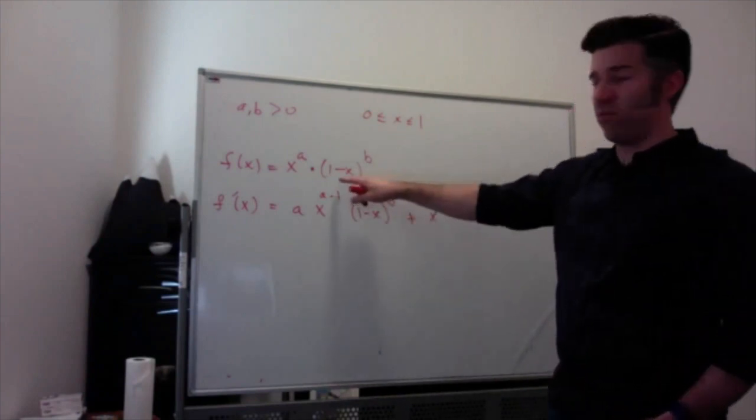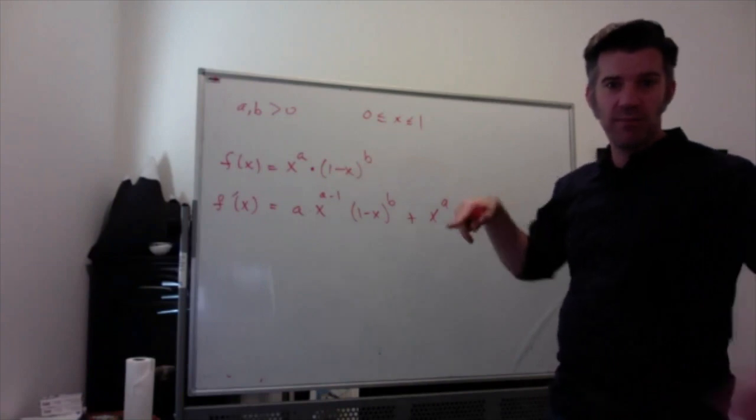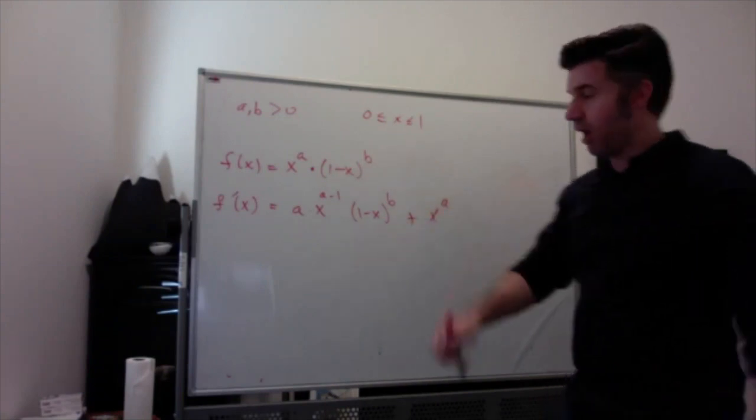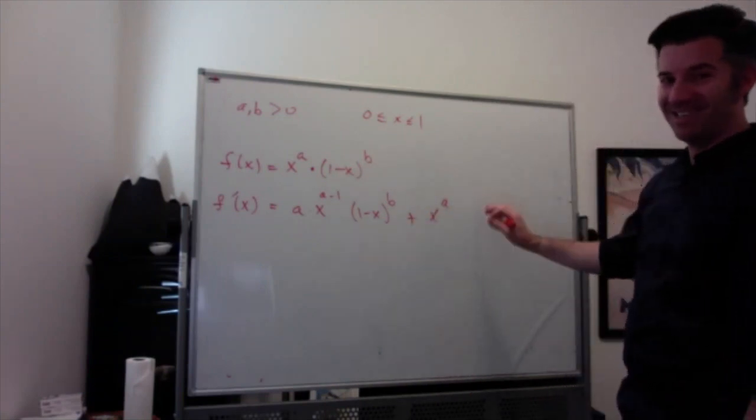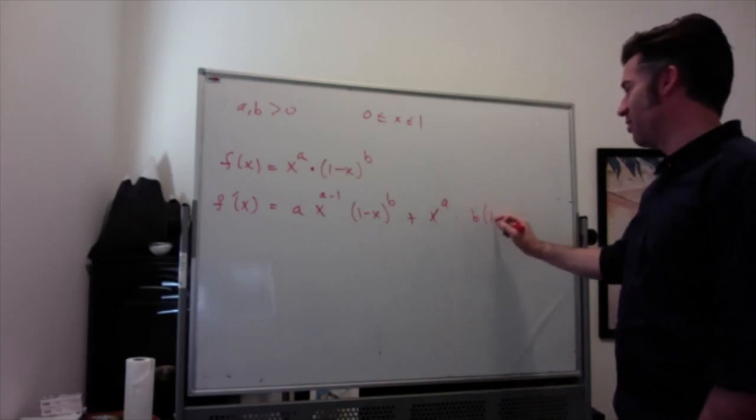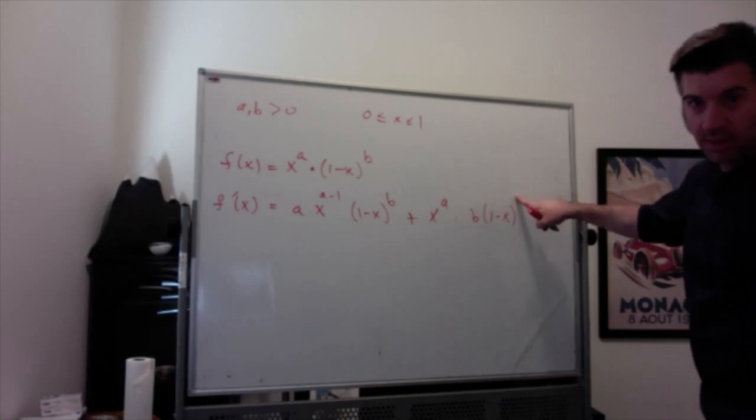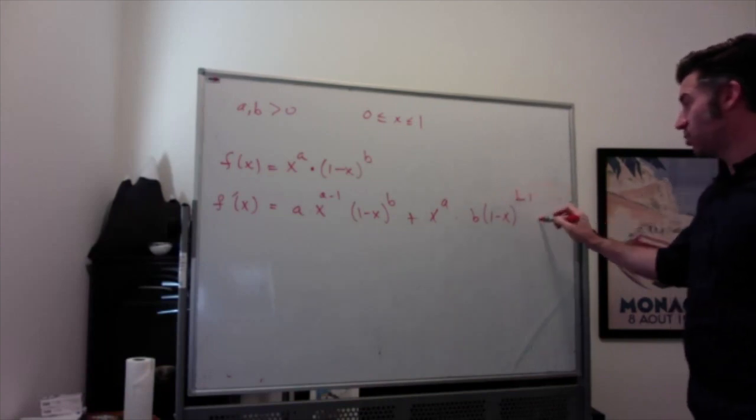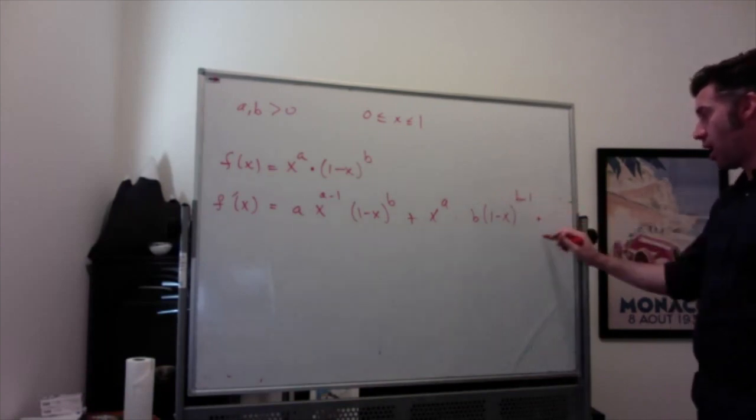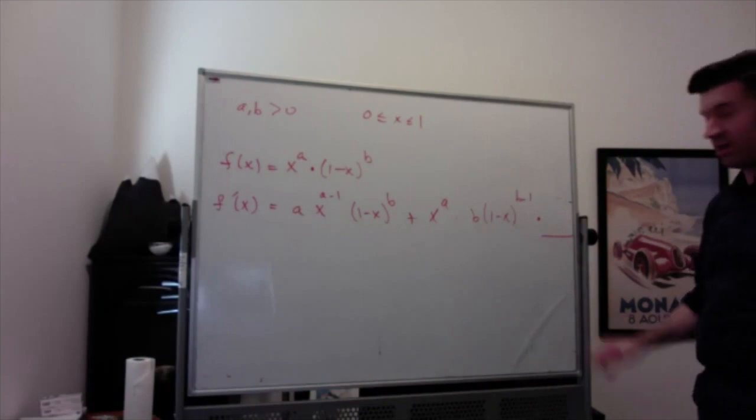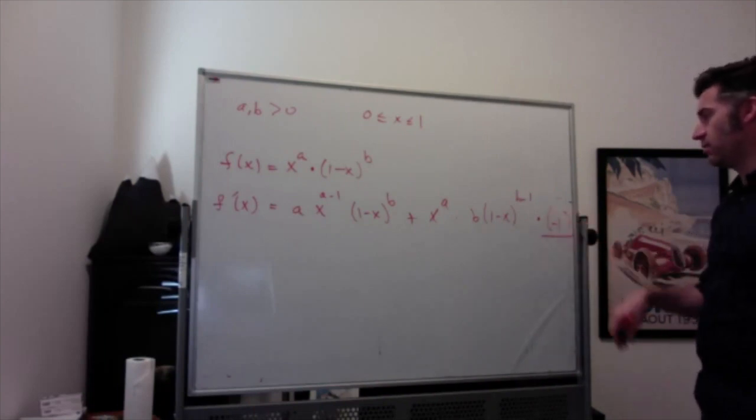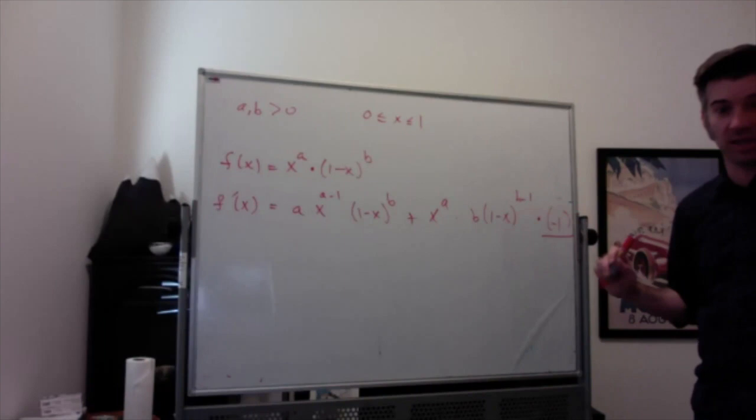And what's the derivative of 1 minus x to the b going to be? It's going to be b times 1 minus x to what power? B minus 1. Thank you. Times what else? Times -1. Right on, exactly. There's a -1 from the chain rule there.